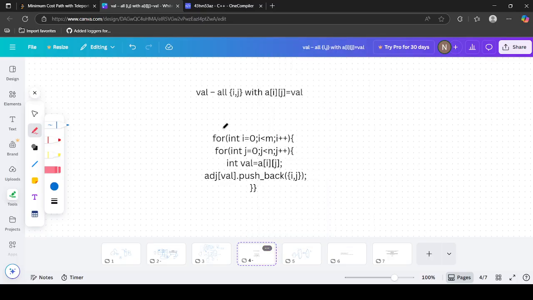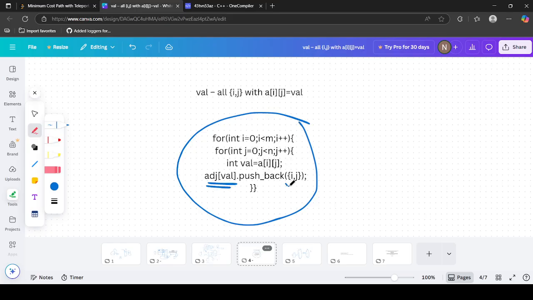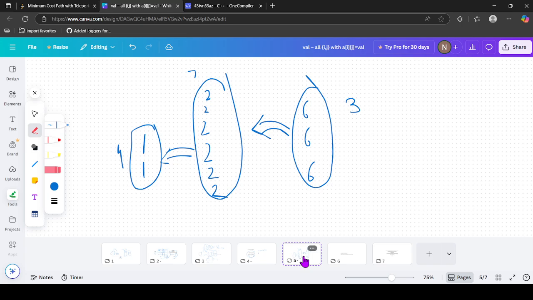So how can we do that? It is very simple. We will simply move through the loop and push the present cell to the map of its value. After this, for every value we will get all the cells with the given value and their coordinates. And then let's take an example.